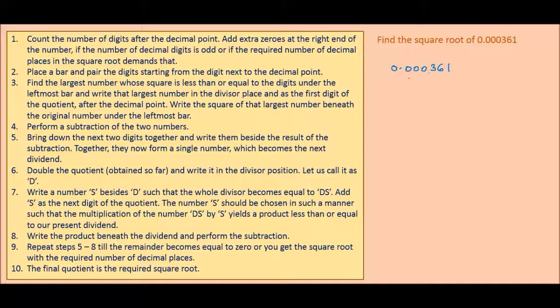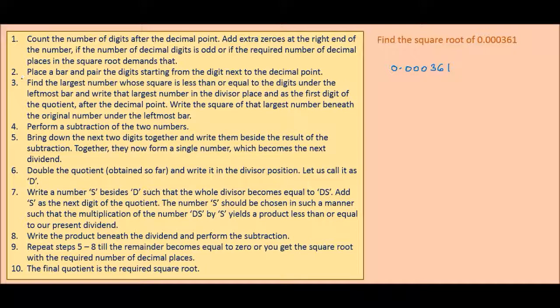There are 6 digits. Add extra zeros at the right end of the number if the number of decimal digits is odd. But we are having even number of decimal digits, so we do not have to add any extra zeros. Or if the required number of decimal places in the square root demands that. Now, this portion is necessary if the given number is not a perfect square. Let us see whether this is a perfect square or not.